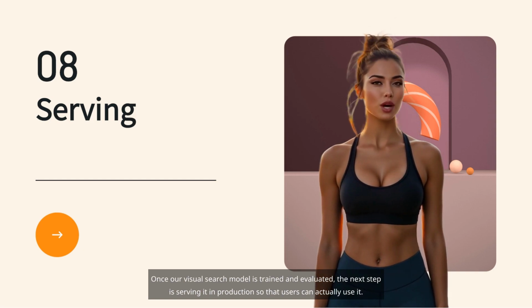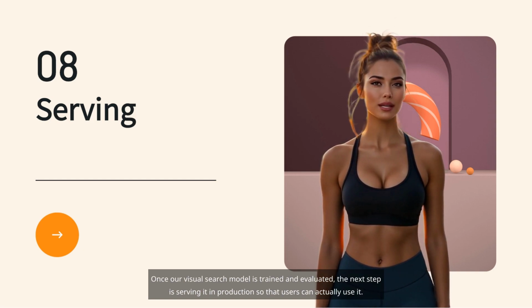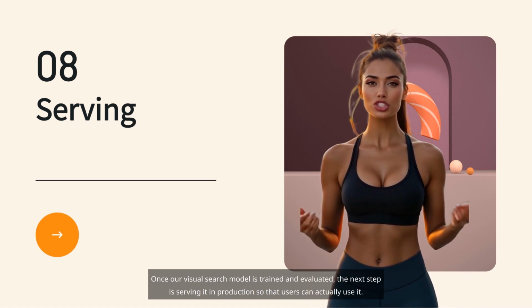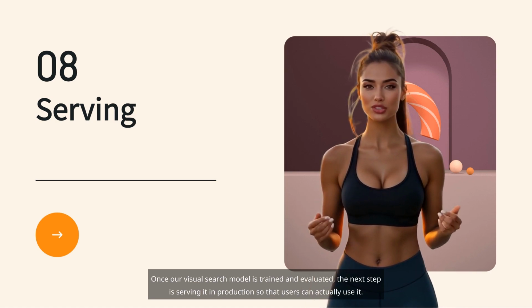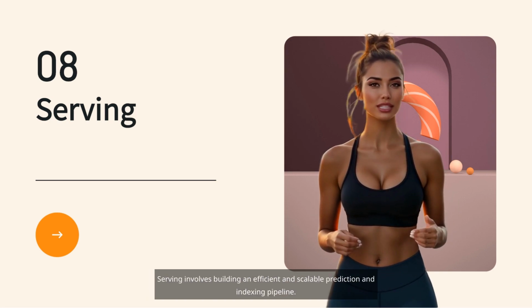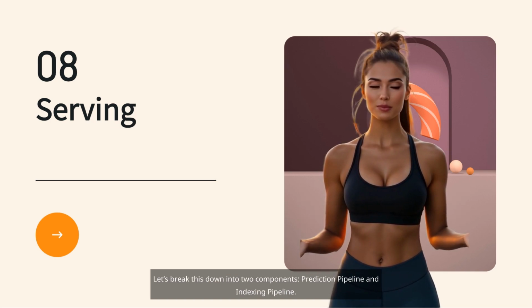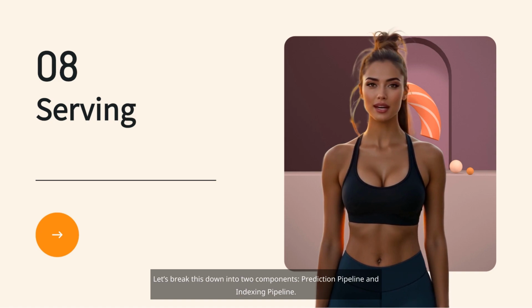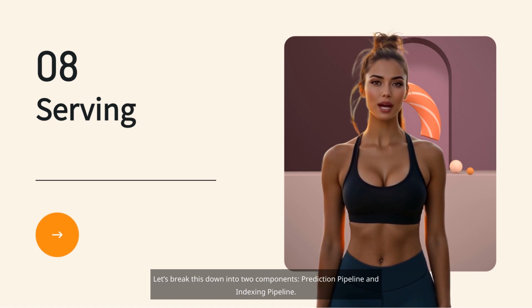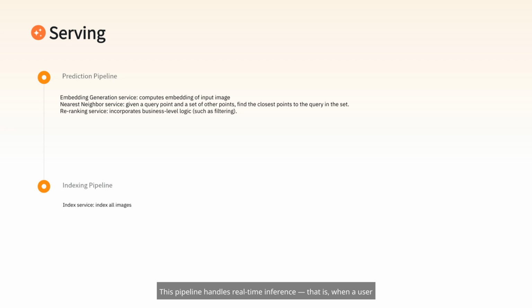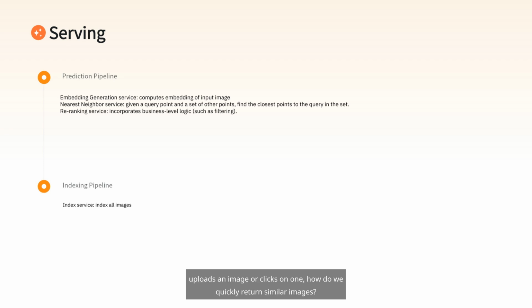Once our visual search model is trained and evaluated, the next step is serving it in production so that users can actually use it. Serving involves building an efficient and scalable prediction and indexing pipeline. Let's break this down into two components: prediction pipeline and indexing pipeline. 1. Prediction pipeline. This pipeline handles real-time inference. That is, when a user uploads an image or clicks on one, how do we quickly return similar images?